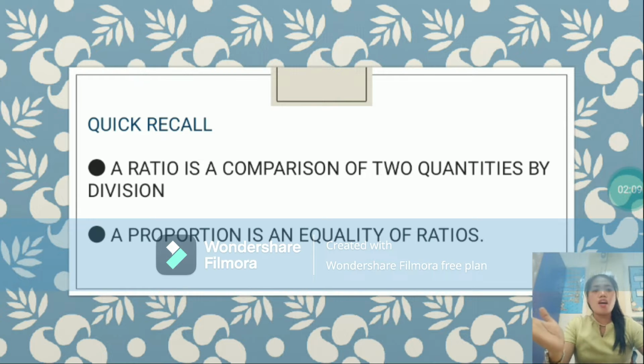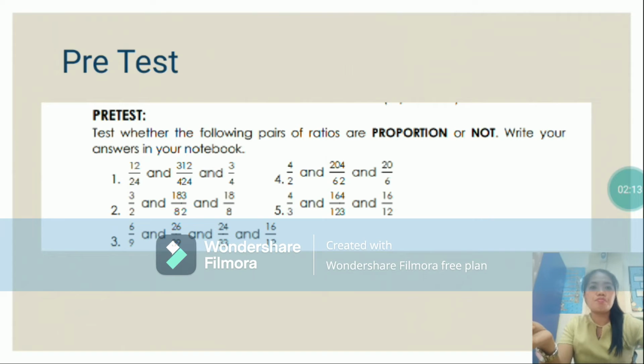Okay, so this time let's have a pretest. For the pretest, you have to answer this in your activity notebook. You have to test whether the following pairs of ratios are proportion or not. You have experienced this kind of test before. This time you're going to do the same because it is a kind of extended proportion. We are dealing with three ratios in one proportion. So write your answer in your notebook.